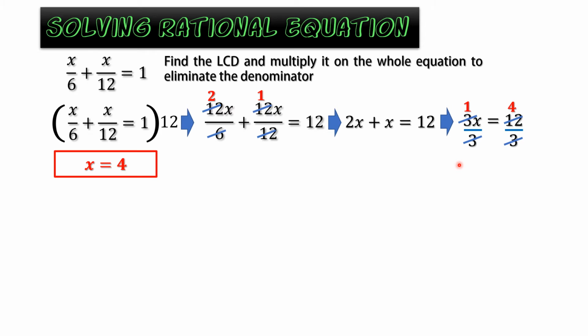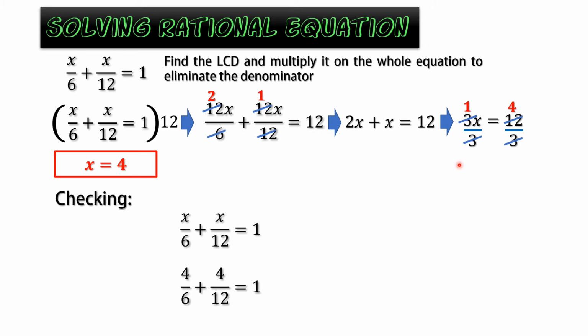In order for us to check whether our answer is correct, we must substitute the value of x to the equation. So let's have some checking. Copy the original rational equation and then substitute the value of x, which is 4. It will give us 4 over 6 plus 4 over 12 equals 1. And then simplify them. 4 over 6 is simplifiable; its lowest term is 2/3. 4 over 12, when we divide it by 4, 4 divided by 4 is 1 and 12 divided by 4 is 3. It will give us 1/3. That is 2/3 plus 1/3 equals 1.